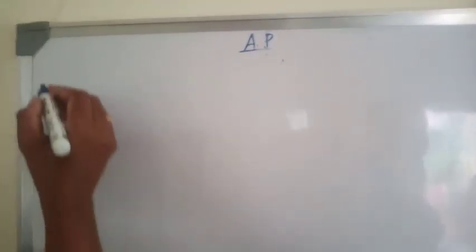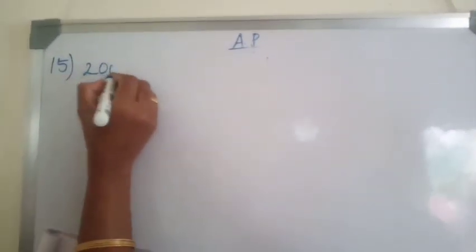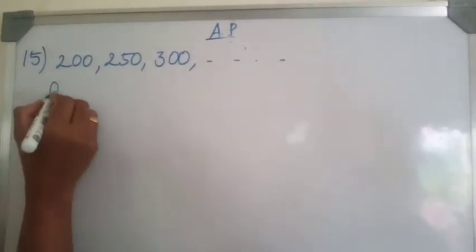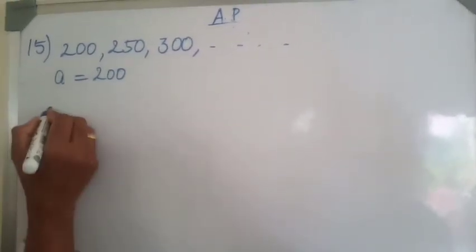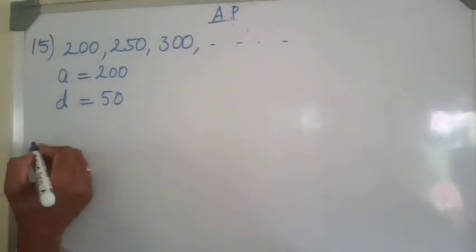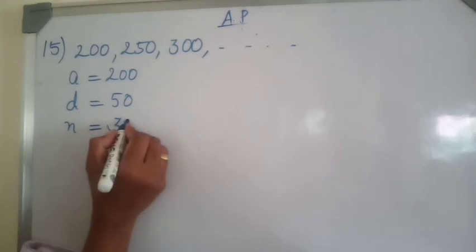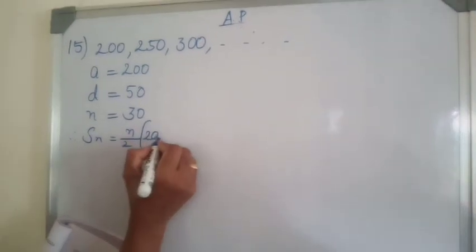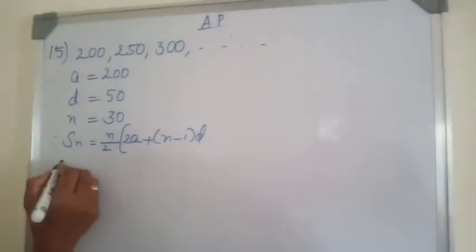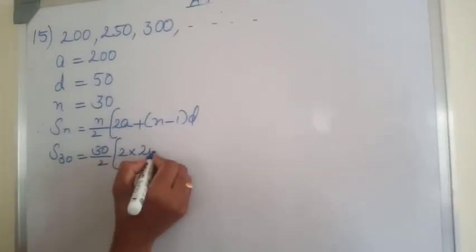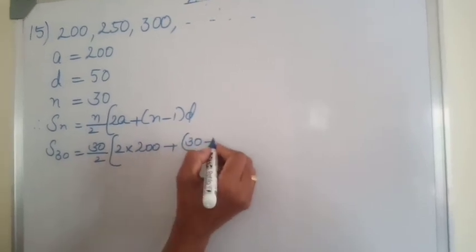So, we will write the AP 200, 250, 300, etc. Here A is 200. 50 rupees increasing, so D is equal to 50. For how many days do we have to find the penalty? 30 days. So, N is equal to 30. Therefore, Sn equals N by 2 into 2A plus N minus 1 into D. S30 equals 30 by 2 into 2 into 200 plus 30 minus 1 into 50.